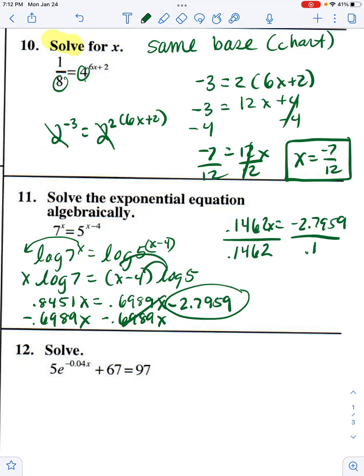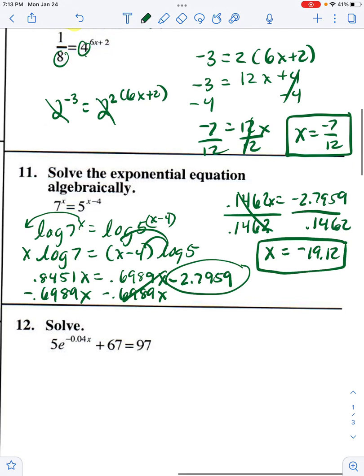So to get x alone, I'm going to divide out that 0.1462. So my x is going to be negative 2.7959 divided by 0.1462. So I'm getting negative 19.12-ish. And again, however far they round off, you're looking for your best match.